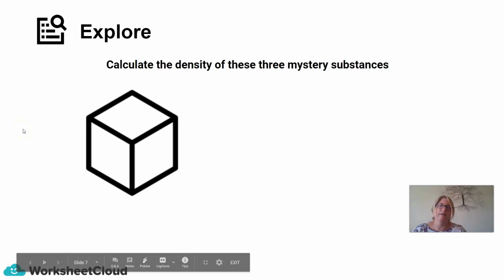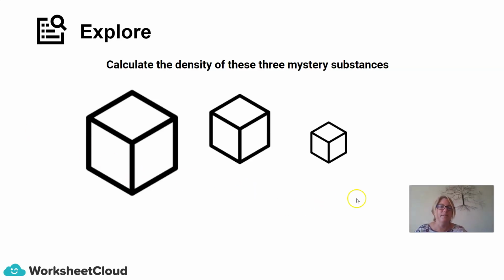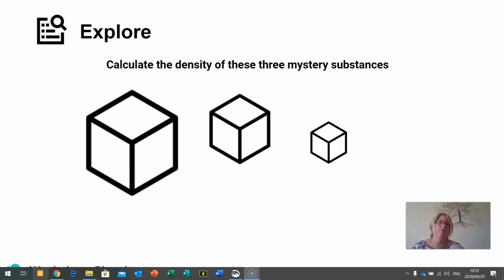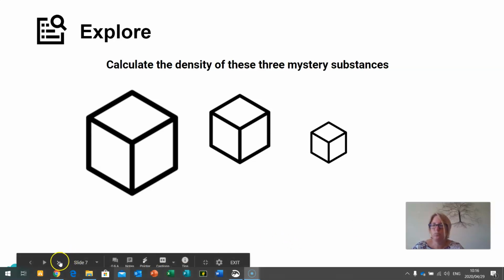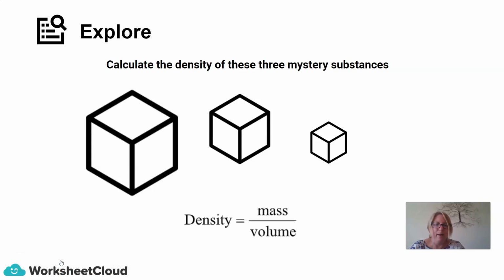So in our activity today, we are going to calculate the density of 3 mystery substances. So I've given you 3 cubes, and we are going to work out what is the density of these 3 cubes. The one thing I'd like you to remember is the equation: density equals mass over volume.